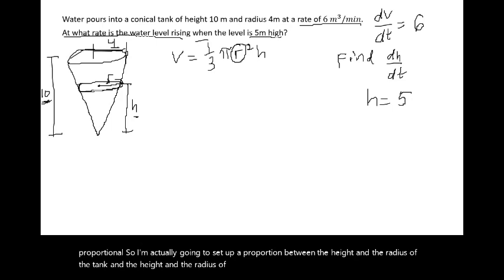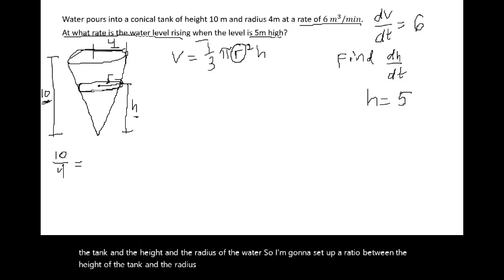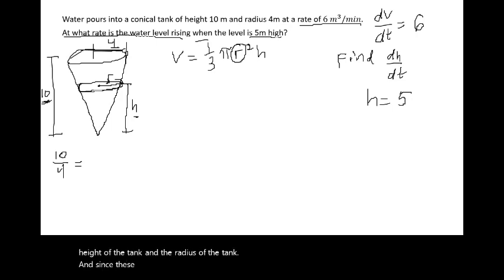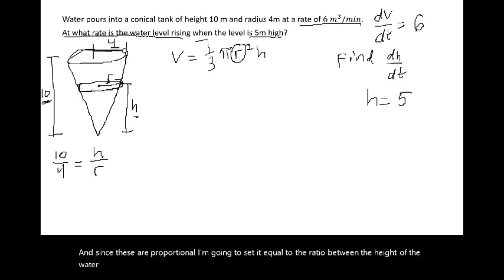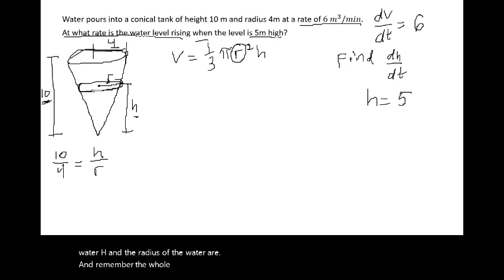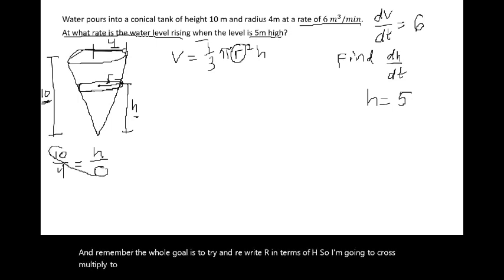So I'm going to set up a ratio between the height of the tank and the radius of the tank. And since these are proportional, I'm going to set it equal to the ratio between the height of the water h and the radius of the water r. And remember, the whole goal is to try and rewrite r in terms of h. So I'm going to cross multiply to solve this proportion for r.